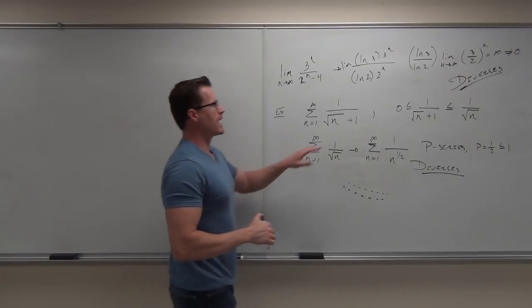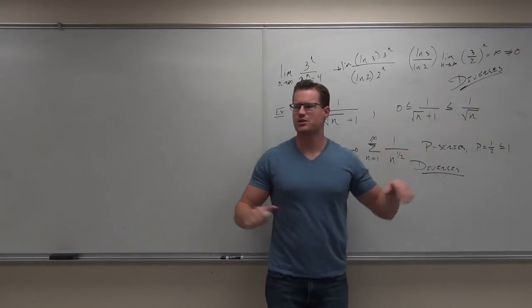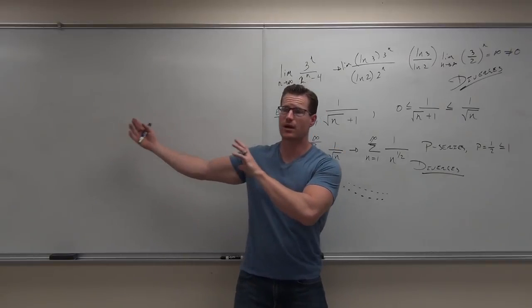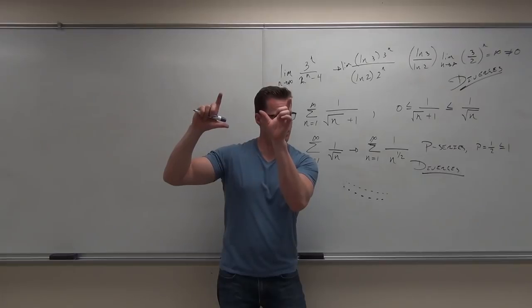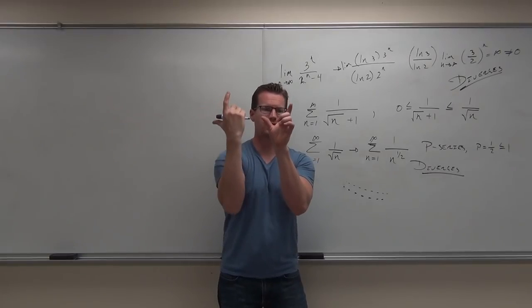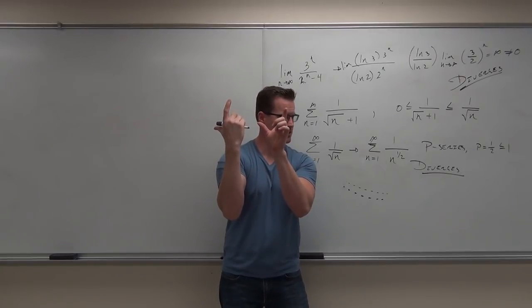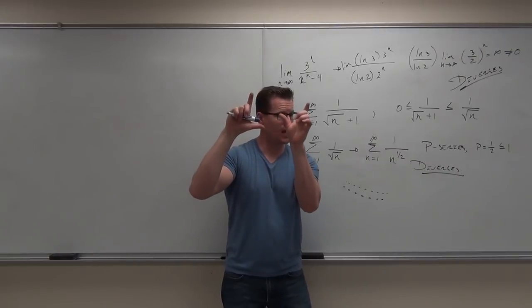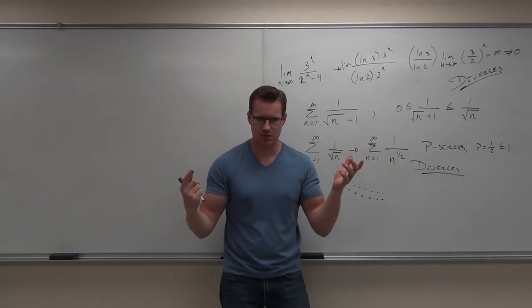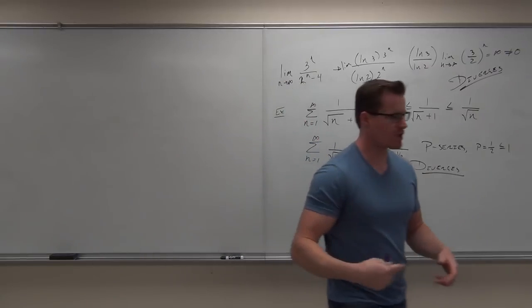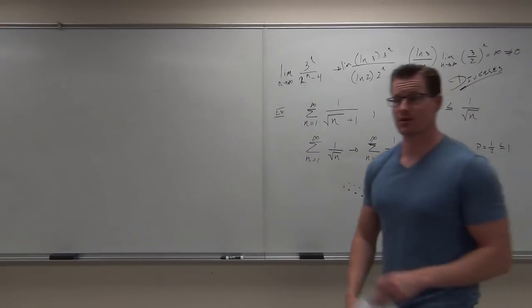So if ever we can't just use a basic comparison test like the ones we had, what we had works great if your series is less than something convergent or more than something divergent. Does that make sense? If we're less than something divergent or more than something convergent, it doesn't make any sense to do that. We have another test for that. We're going to talk about what's called the limit comparison test.